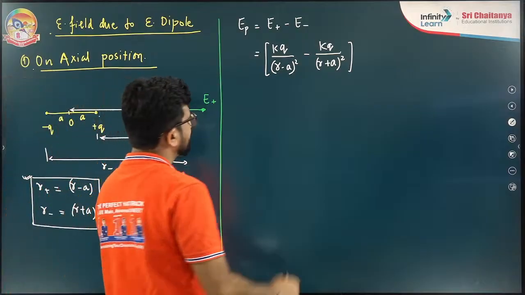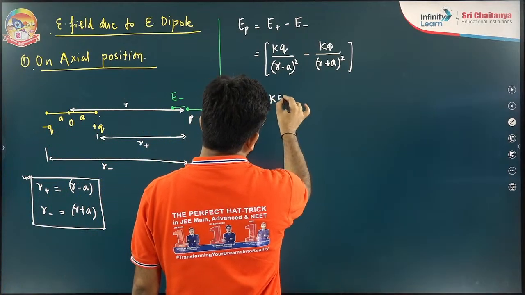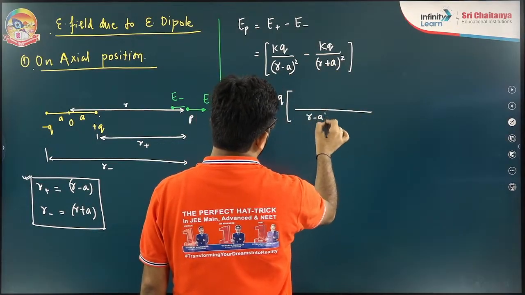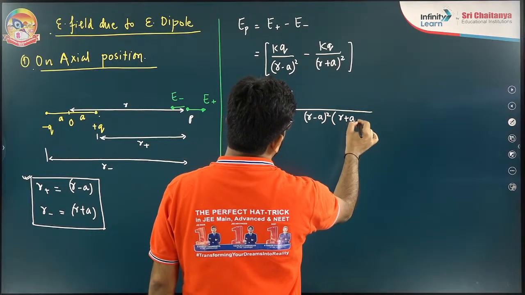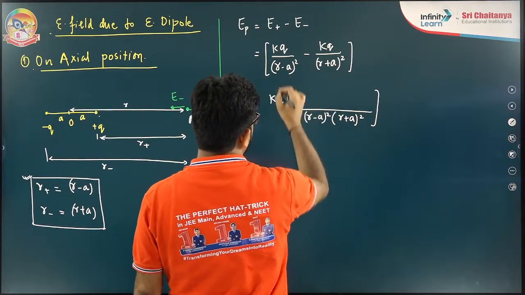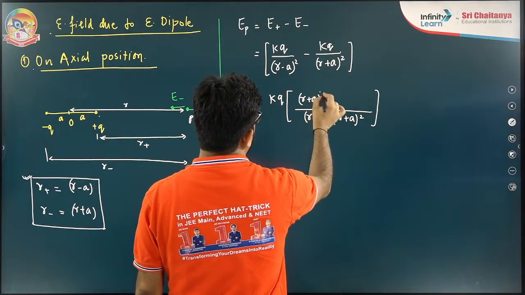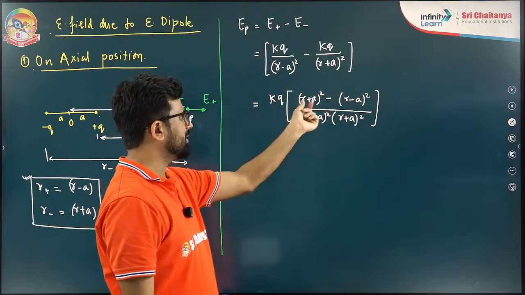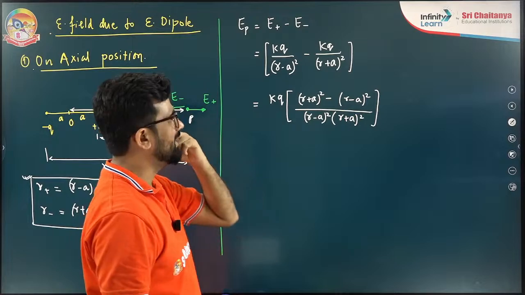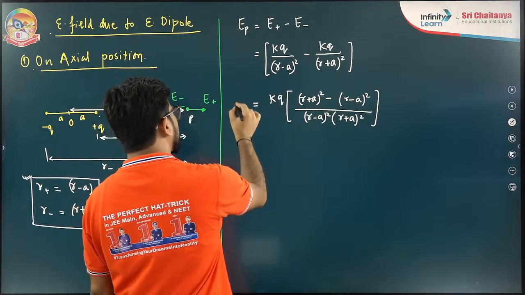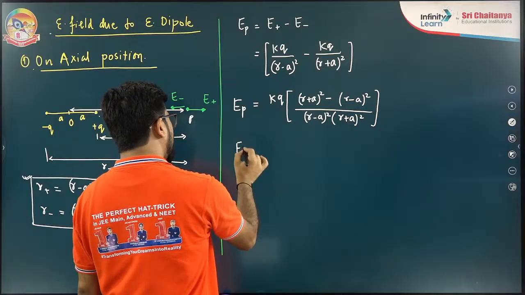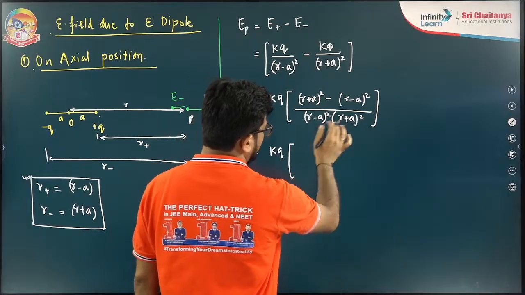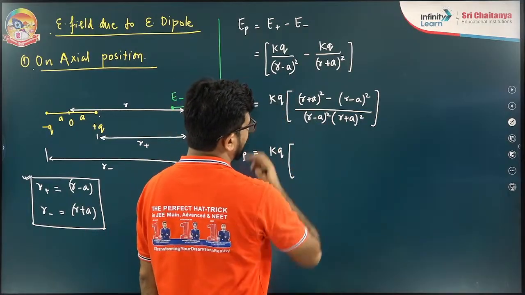Similarly, I am writing here. What you can do, beta, KQ can be taken common and you can take the LCM here. What is the LCM? (r minus a) whole square into (r plus a) whole square. Now on this side you get (r plus a) whole square minus (r minus a) whole square. This is very basic. So we are saying this is EP. When I write the electric field at P, it is equal to KQ, again taking it common.